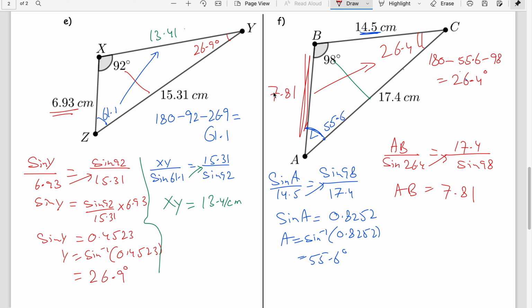The demand of the question is fulfilled. We found the unknown sides and the angle. This was sine rule.